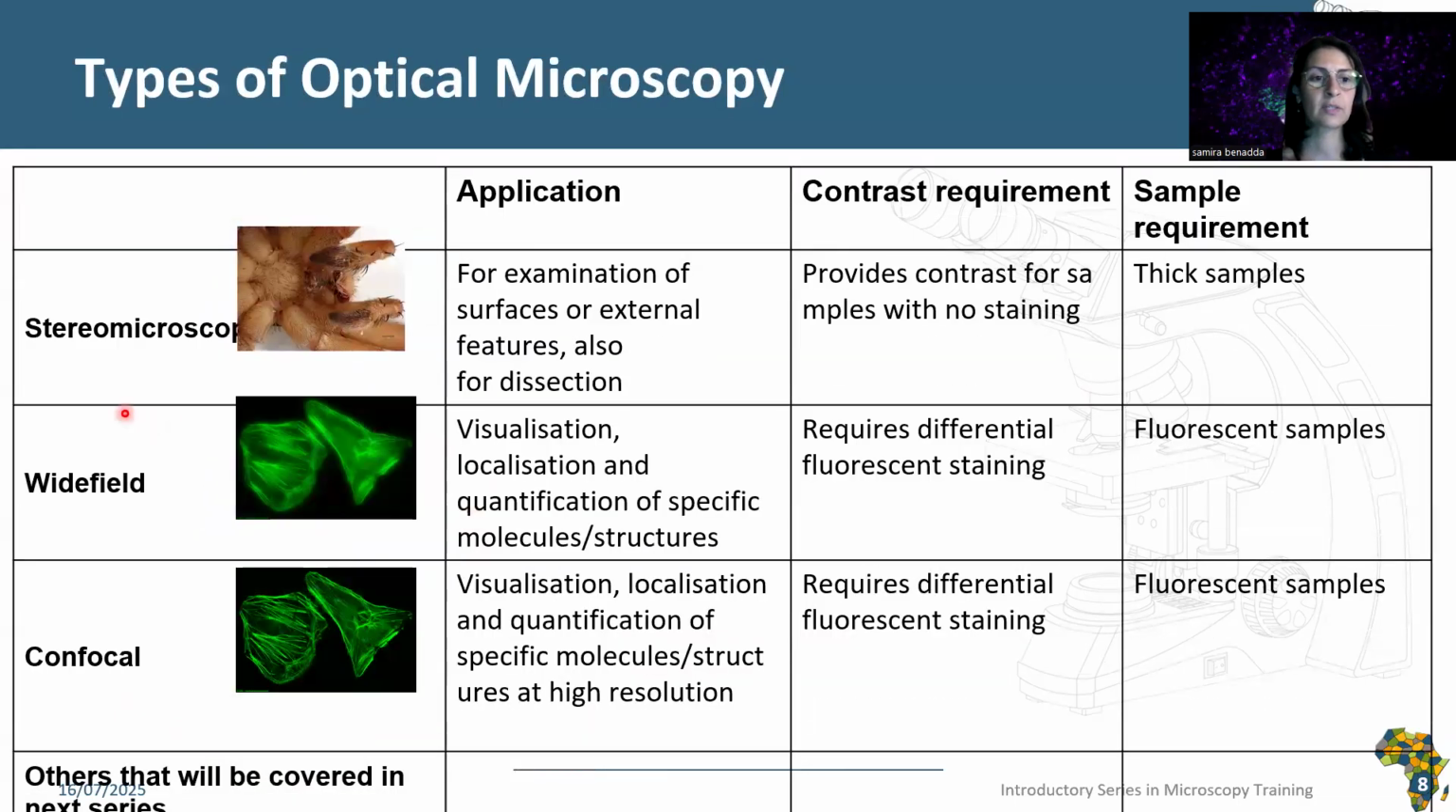You also have the stereomicroscope, which is useful for dissection and looking at bigger, thicker samples. And you have the wide field microscope for fluorescence samples, to visualize subcellular localization and get more resolution.